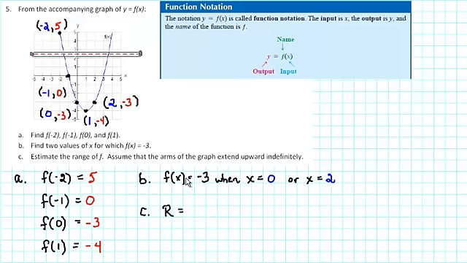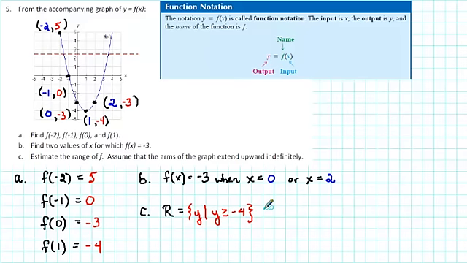So what is the range of our function? Well, it's a collection of y values. So I'm going to put the range is the set. So the range is the set of y values such that those y values are greater than or equal to -4.